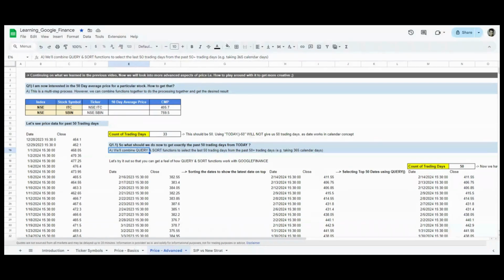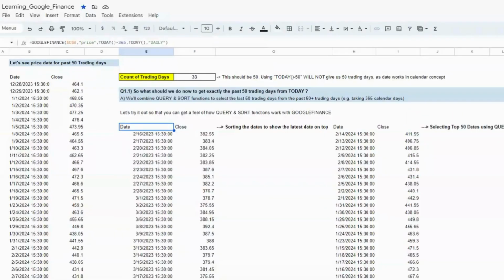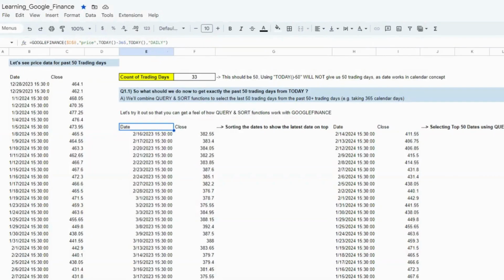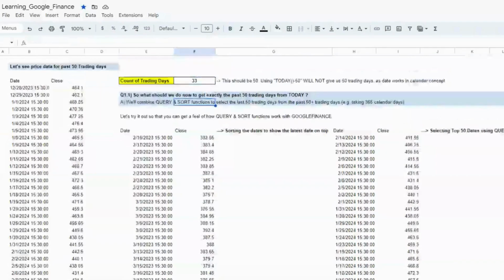Again, let's go back to the basics. First, let's get the information. Now we'll not only take today minus 50, now I'll go to today minus 365. Like in the last calendar year, how many trading days were there? So we get a count, 244 trading days. Now I am only interested in the top 50, right? So first I sort the dates to make sure that the latest date is on the top, right? So the latest date I have is here.